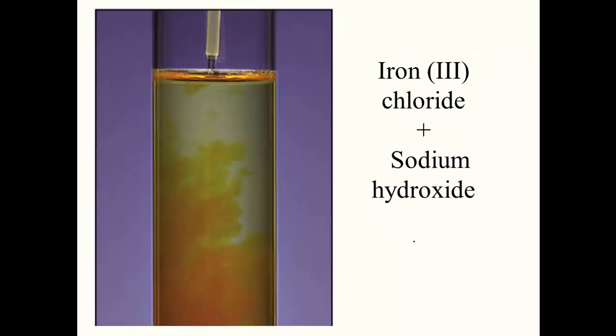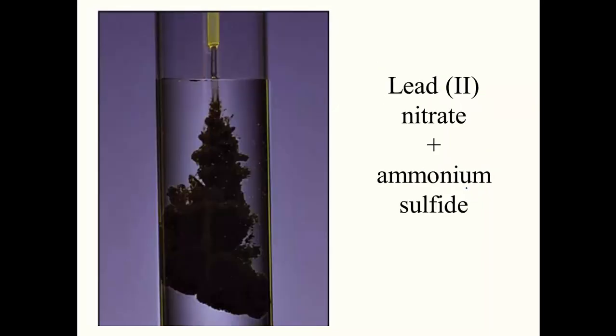Your precipitate here would be iron 3 hydroxide. You should see that very quickly. You could write your formula for iron 3 hydroxide and then write the ions that make that precipitate. Here, you've got lead 2 sulfide as one product and ammonium nitrate as the other. Your precipitate has to be lead 2 sulfide because ammonium and nitrate would be spectator ions that would not end up in the net ionic.